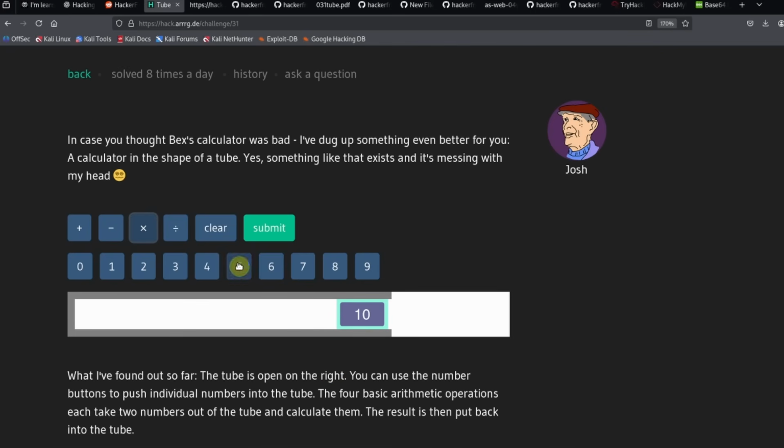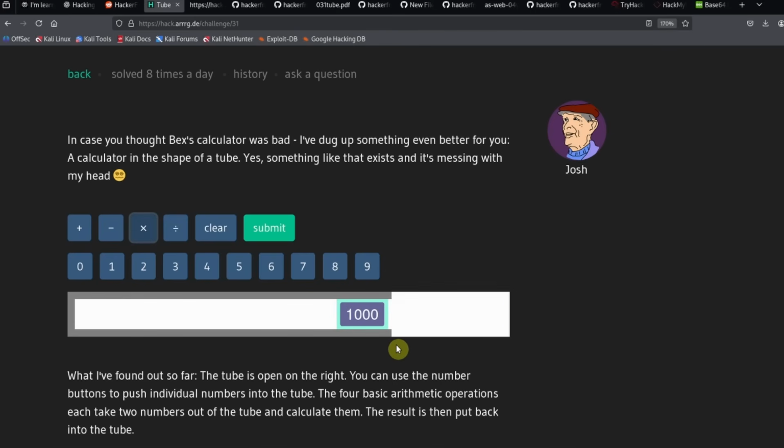So we'll do it again, 5, 2 multiply, that gives us another 10, and then 5, 2 multiply gets us a third 10. So if we multiply these three numbers together, then we get 1,000. So we can hit the X button to multiply the first two 10s. That gives us 100, and then we multiply again to multiply 100 by 10, which gives us 1,000.